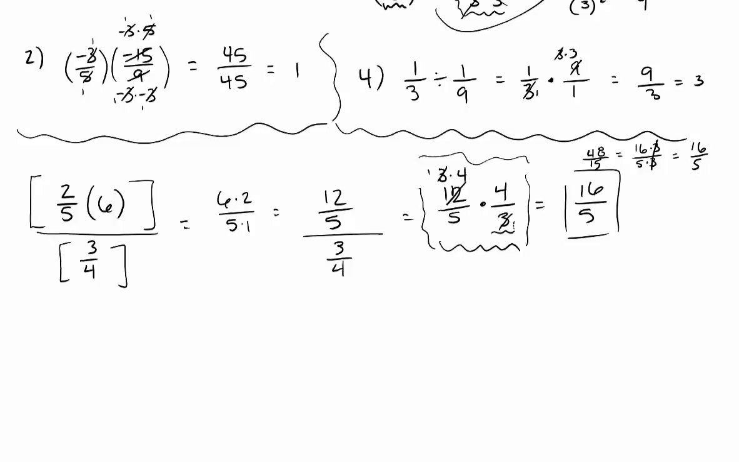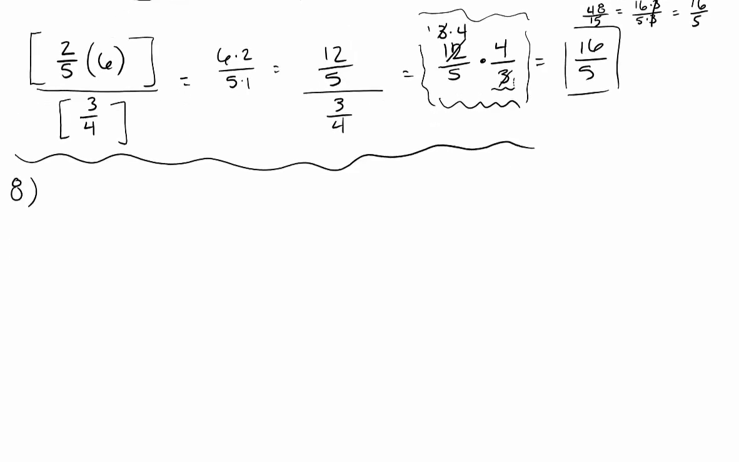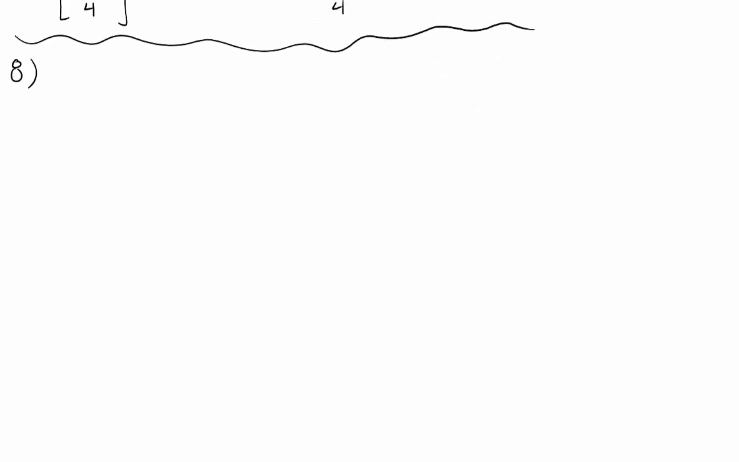All right, so let's move on to number 8. I'm going to scoot that up. All right, number 8. Number 8 says we have 5 over 6, parentheses, negative 9 over 10, and then we're going to multiply that by negative 4 over 5.